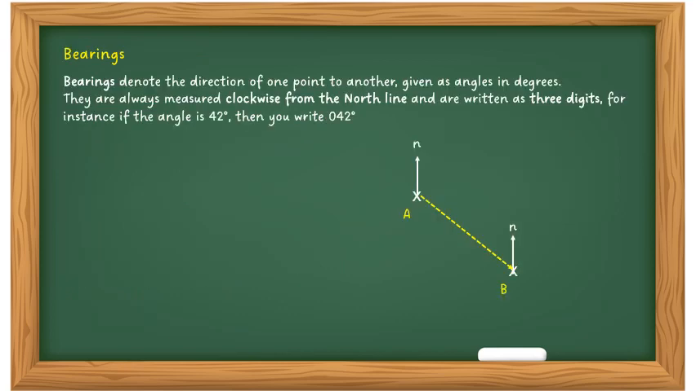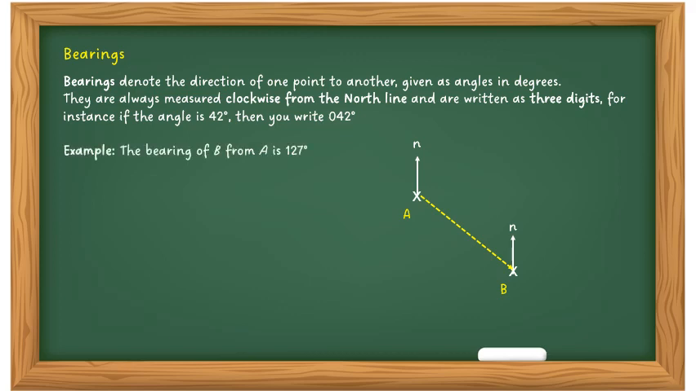Now bearings. Bearings denote the direction of one point to another, given its angles in degrees. They are always measured clockwise. You never go anti-clockwise when you're dealing with bearings, and you always start from north and work in a clockwise manner, and they are written in 3 digits. For example, the angle 42 degrees is then written as 042 degrees.